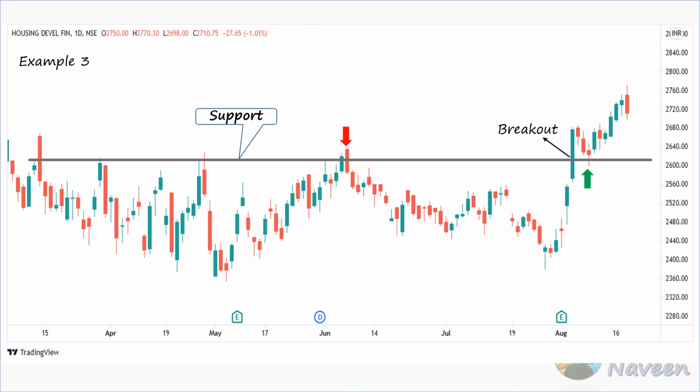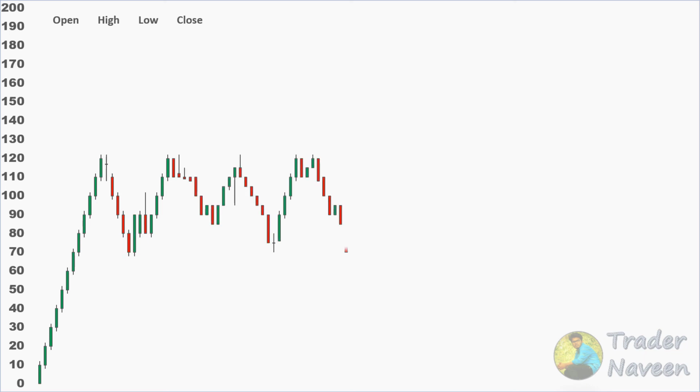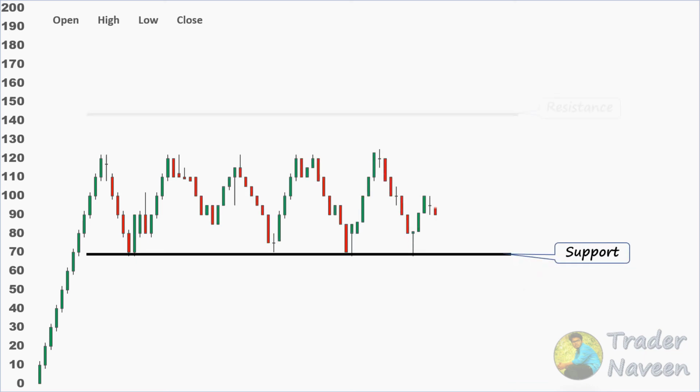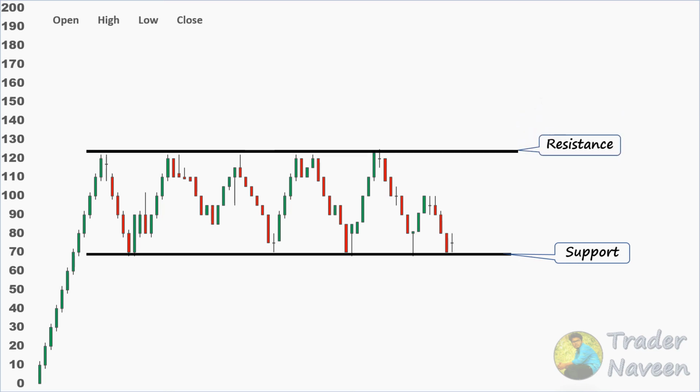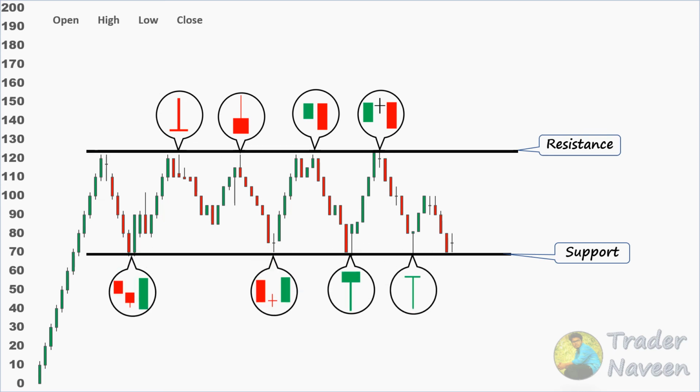Hope you understood the concept. Though you have learned everything about support and resistance, you are not supposed to enter a trade immediately when the stock is at the support or resistance level. You need to wait for additional confirmation, that is candlestick confirmation, which I will be explaining in my next video.